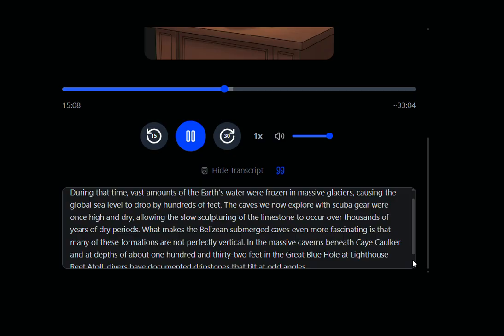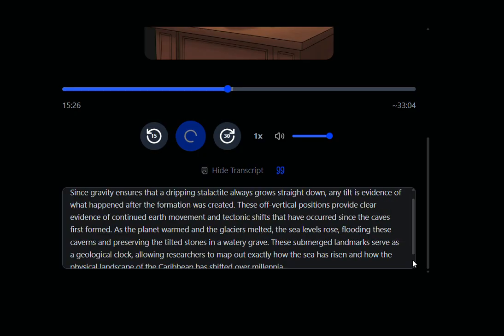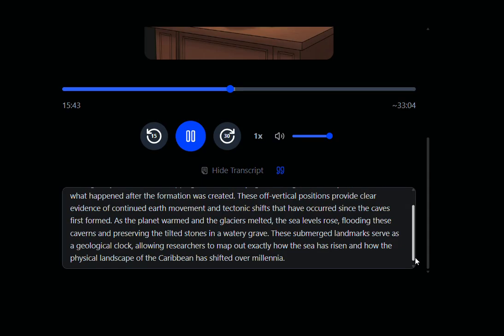What makes the Belizean submerged caves even more fascinating is that many of these formations are not perfectly vertical. In the massive caverns beneath Kai Kalker and at depths of about 132 feet in the Great Blue Hole at Lighthouse Reef Atoll, divers have documented dripstones that tilt at odd angles. Since gravity ensures that a dripping stalactite always grows straight down, any tilt is evidence of what happened after the formation was created. These off-vertical positions provide clear evidence of continued Earth movement and tectonic shifts that have occurred since the caves first formed. As the planet warmed and the glaciers melted, the sea levels rose, flooding these caverns and preserving the tilted stones in a watery grave.